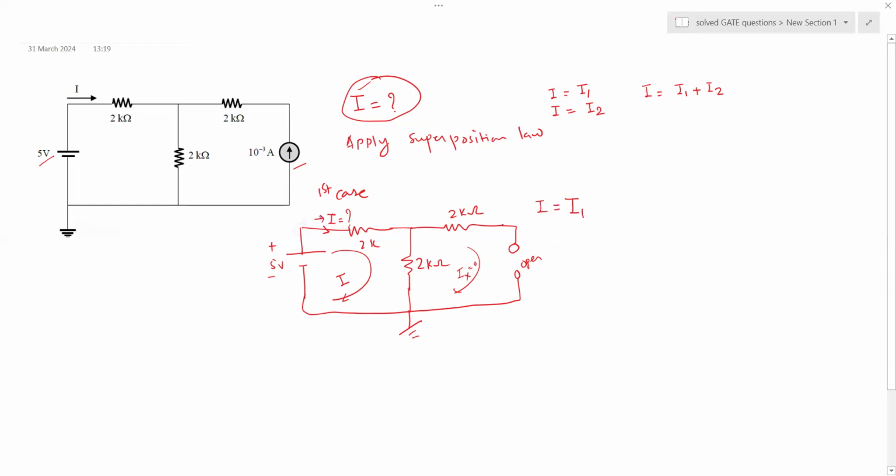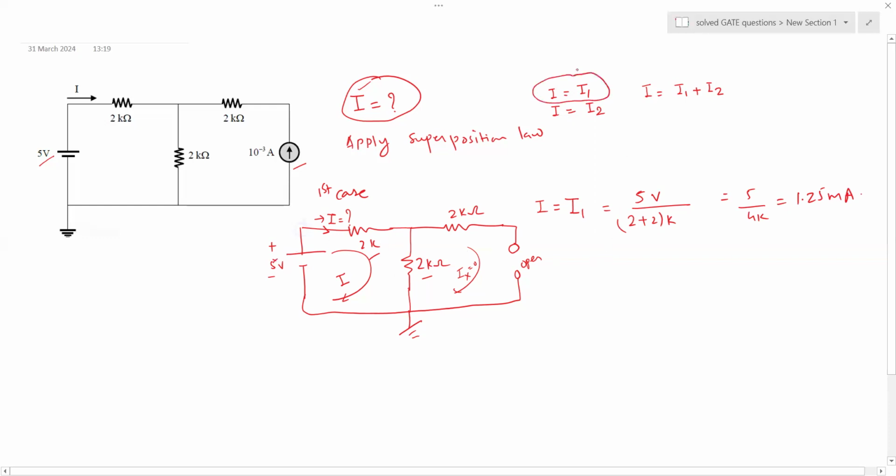This I right here will be 5 volt divided by 2 kilo ohm plus 2 kilo ohm. These two resistors are in series, so that is 2K plus 2K. So it is 5 divided by 4 kilo ohm, which is 1.25 milliampere. That is the current due to only the 5 volt DC voltage source active in the circuit. So that is your first value of the current I.